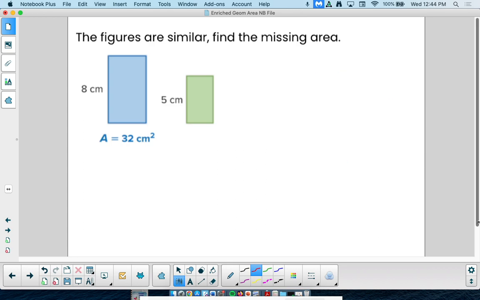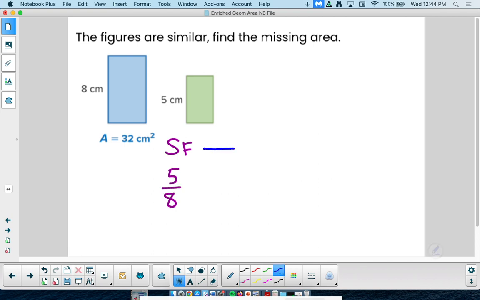Let's try another one. Same thing. We have similar figures and we're looking for the missing area. So we'll start with our scale factor. What would that be? 5 over 8, yep. These sides match, so 5 over 8.